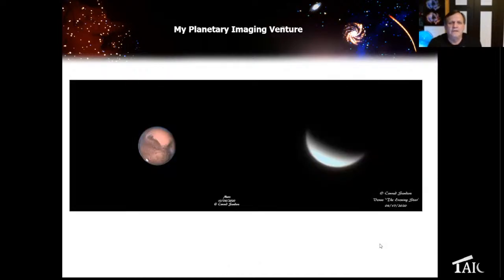To the left, Mars. It's been 2 years now. Mars was at opposition. I think it was like 60 degrees altitude. It was incredible. The one earlier, I think a couple of years before, there was a dust storm. I think we didn't get anything. So I was very excited to get this from my backyard.